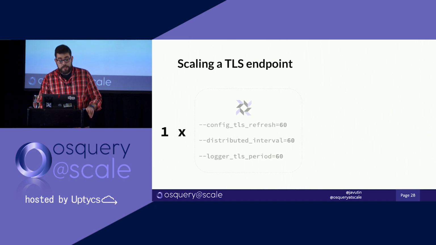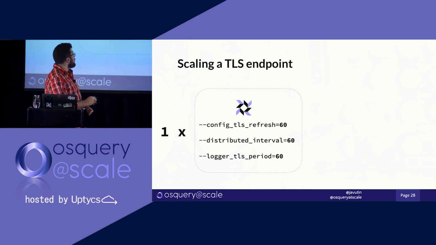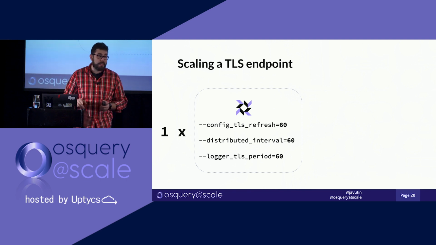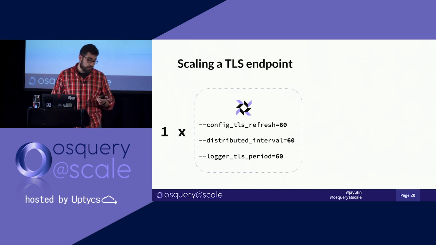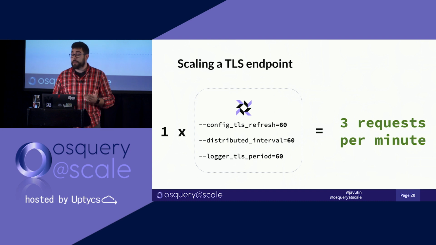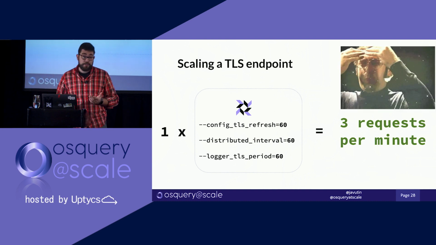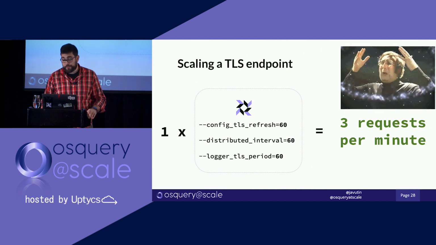For one machine, in this example, you're going to have the config TLS refresh at 60 seconds, then distributed interval at 60 seconds, and logger TLS period at 60 seconds. That means that every 60 seconds, Osquery is going to be sending one request to your TLS endpoint, this one node that you have, right? Now, that is 3 requests per minute. That wasn't too hard, was it? It's super easy to figure out.